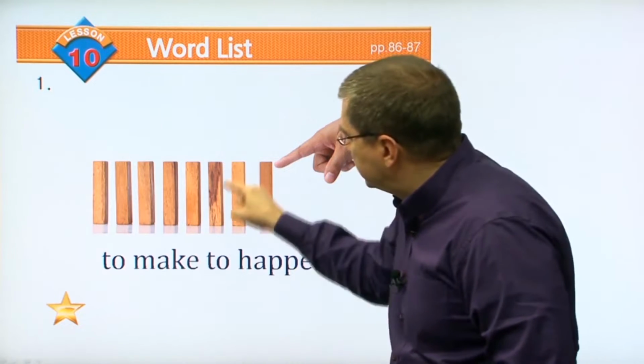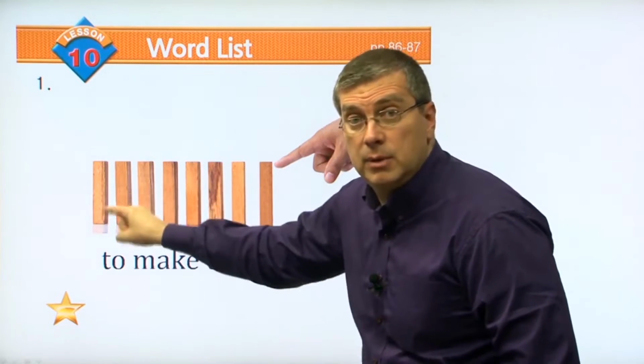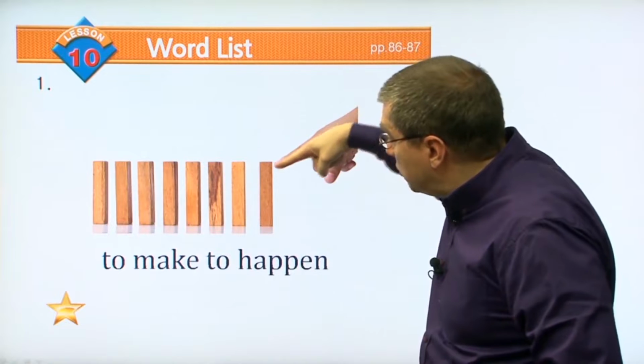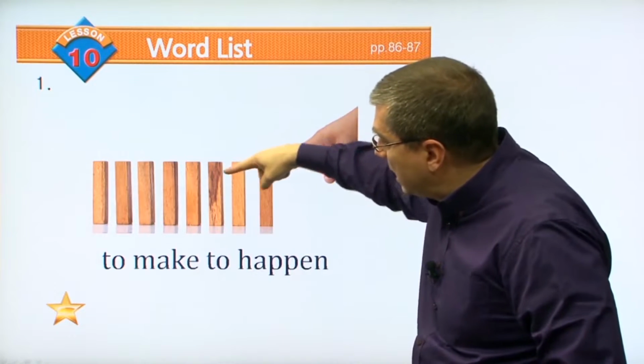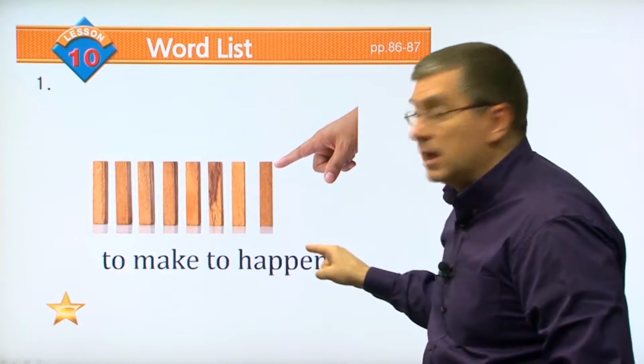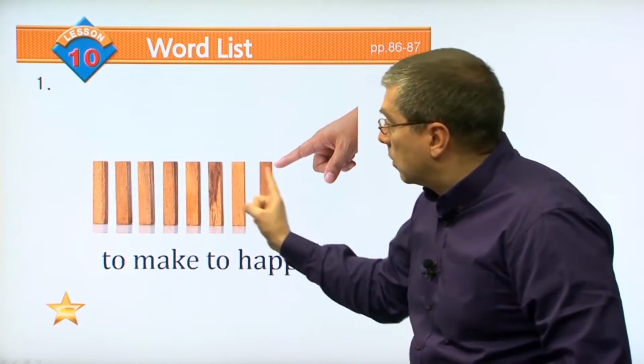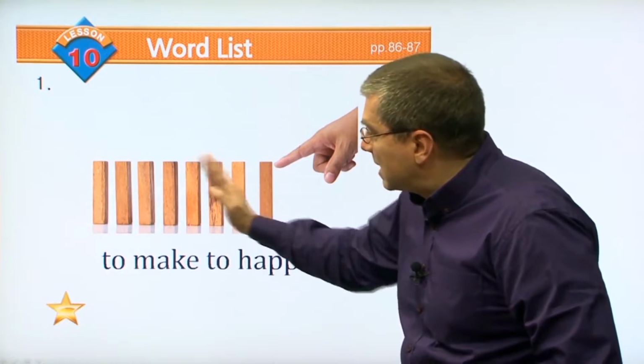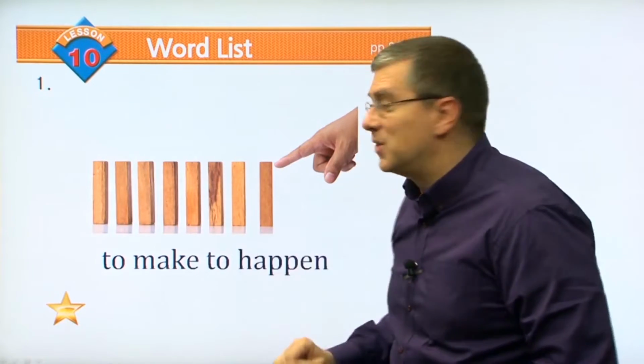We have little pieces of wood standing up, right? And somebody's going to push it, right? And that's going to hit that, and they're all going to fall over. So we're going to make something happen. To make something happen, we're going to cause one to hit the other and the other and the other, and I just used the word there, right?